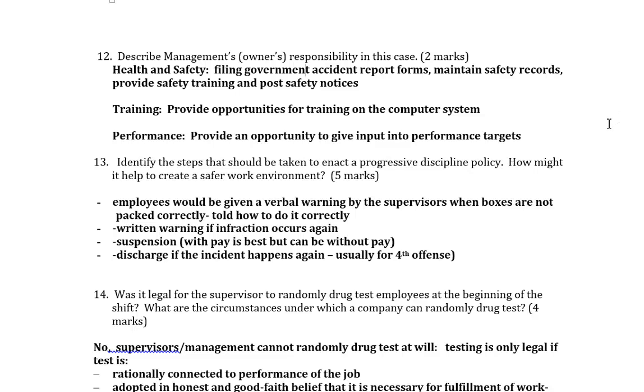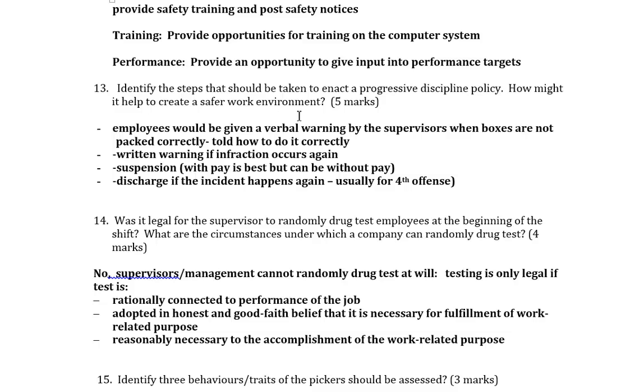In number 13 here, it says identify the steps that should be taken to enact a progressive discipline policy. We talked about this in one of our chapters that looked at managing relationships with employees. First of all, employees would be given a verbal warning by the supervisor, and to keep the workplace safe. Again, we're going back to the example when the boxes are not packed correctly and how to do that correctly. So maybe they'll be shown or told verbally that something's not right and shown how to fix it.